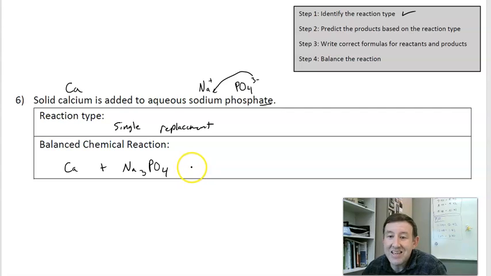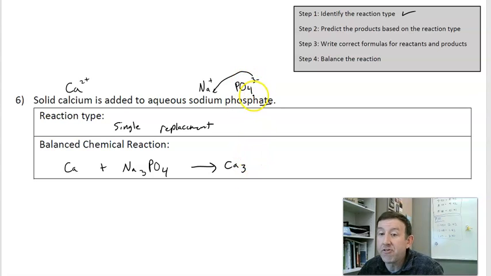We are now going to predict our products, right? So calcium's a metal, so it's going to replace the metal. And calcium is a 2+ ion. So when calcium replaces sodium, I need to rewrite the formula for calcium phosphate with the correct formula. Now, calcium's a +2, and phosphate's a -3, which means the 3 from phosphate is crossed over to the calcium. The 2 from calcium needs to be added to the phosphate.